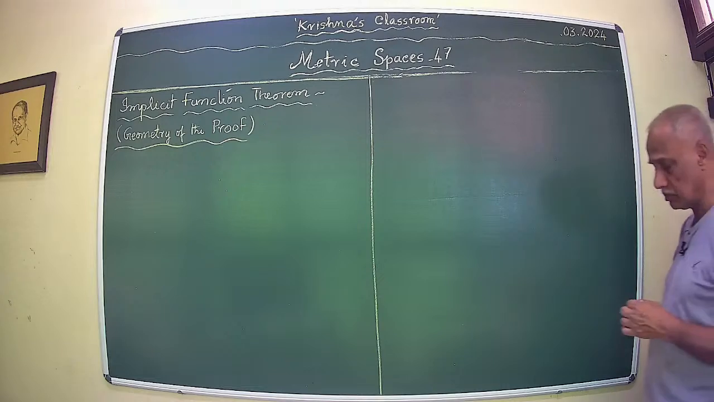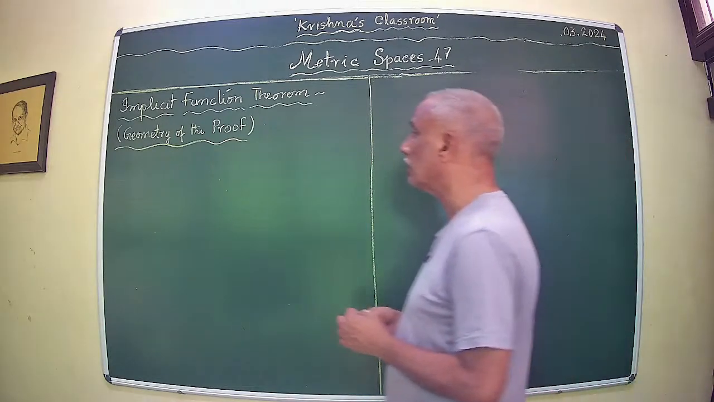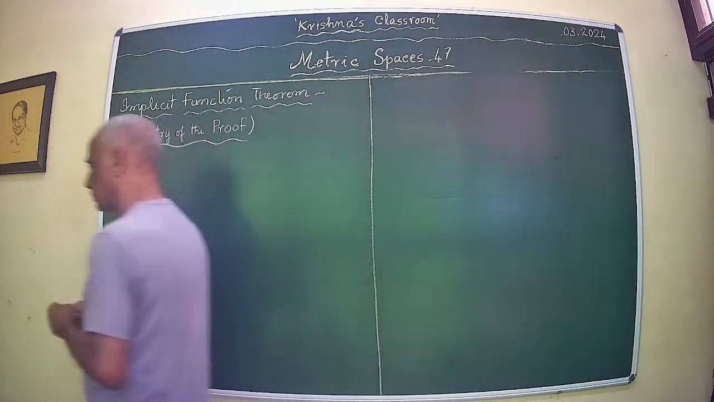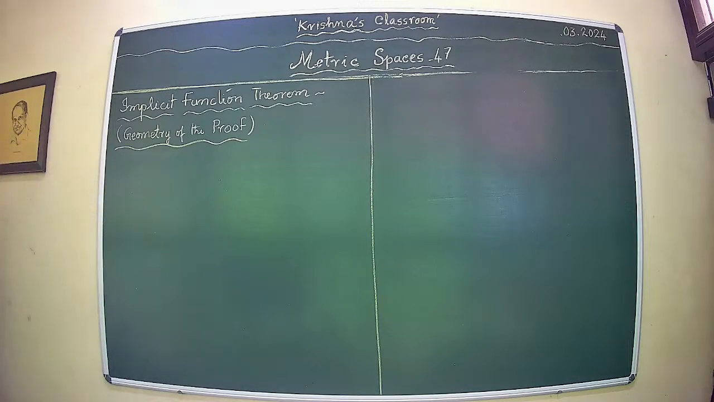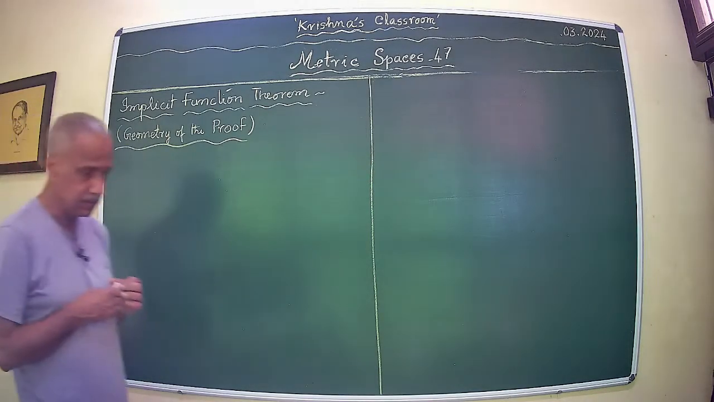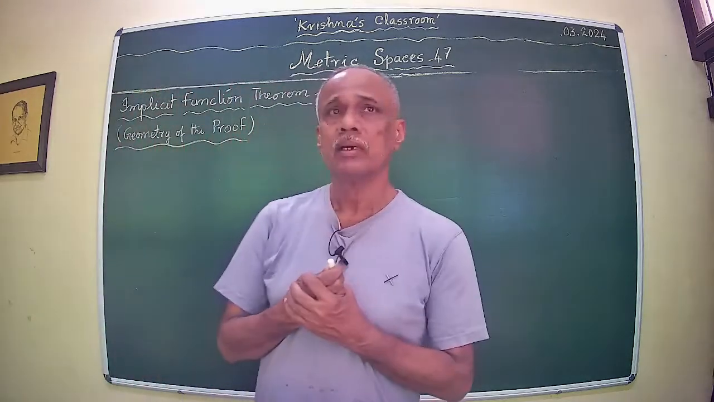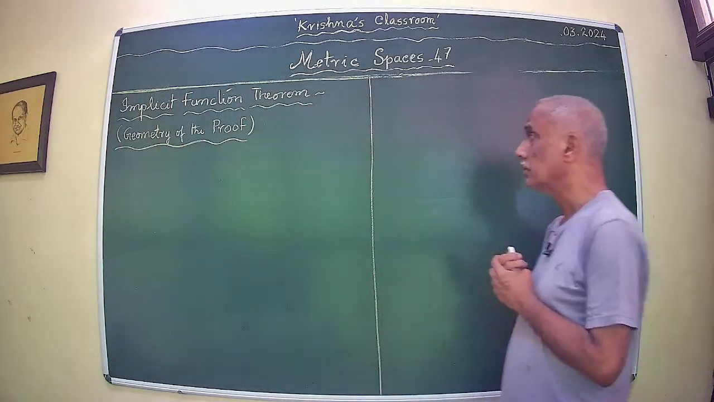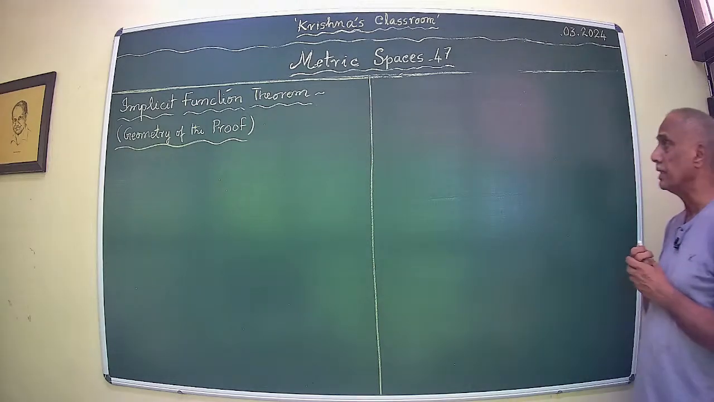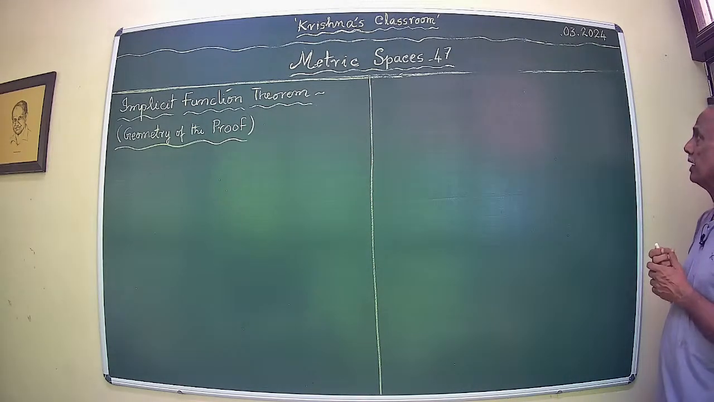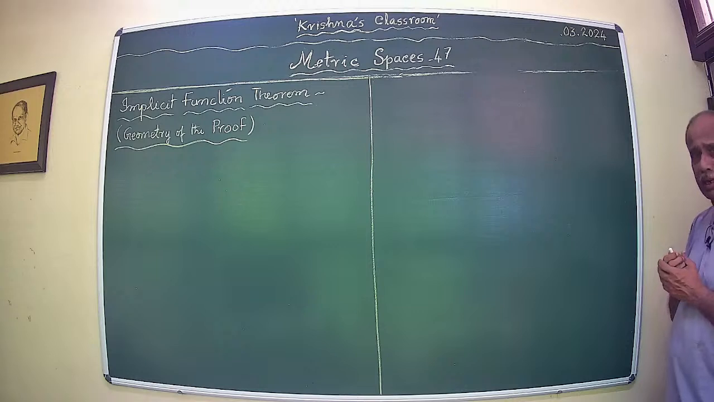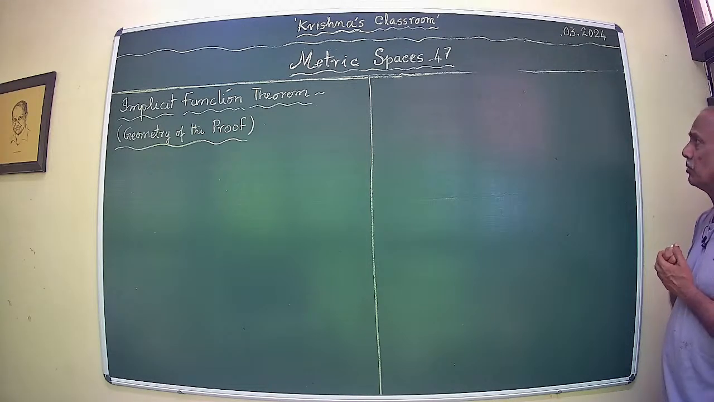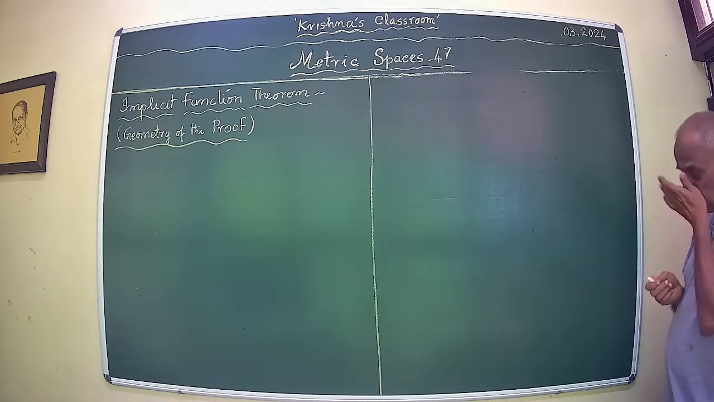Last time I gave the details of the proof of the implicit function theorem as an application of the fixed point theorem. Now, you have already seen the details of the proof, and as concluding remarks, I said with that we conclude the lectures on metric spaces.